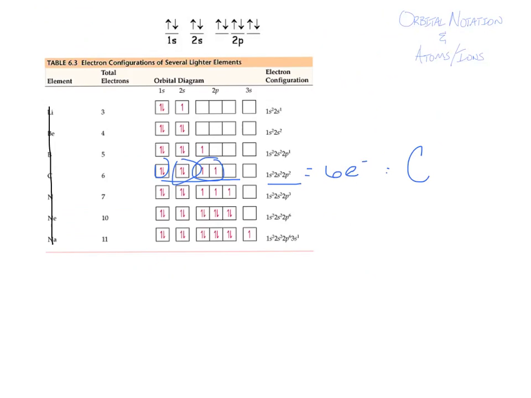You could also just track it over on the periodic table. If it's 2p, that means there's 1, 2. I move over in p, 2 spaces, 2 elements, and that's carbon. You could do it that way. There's several different ways to do it.